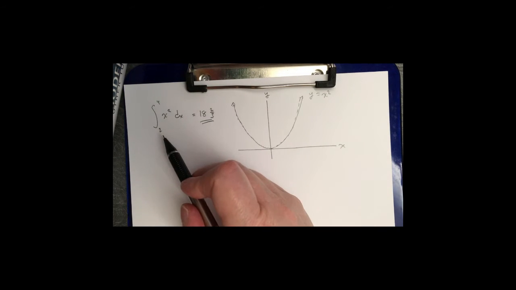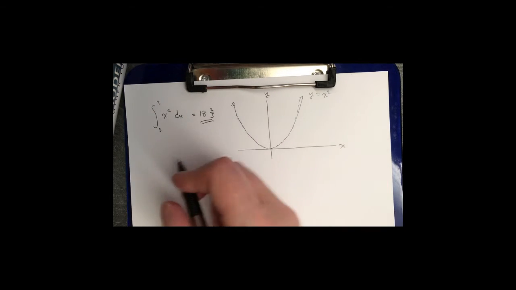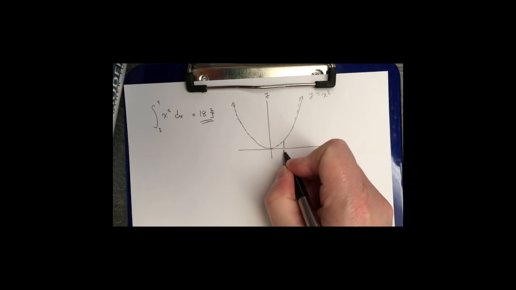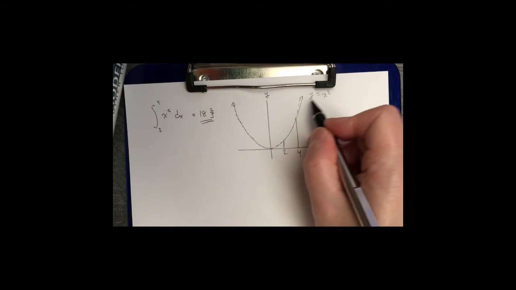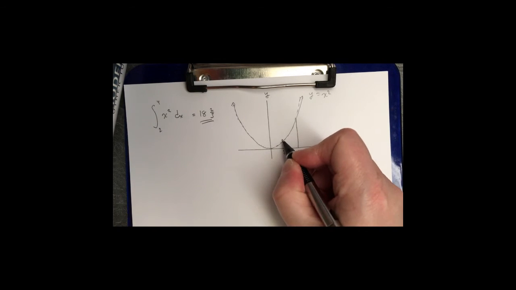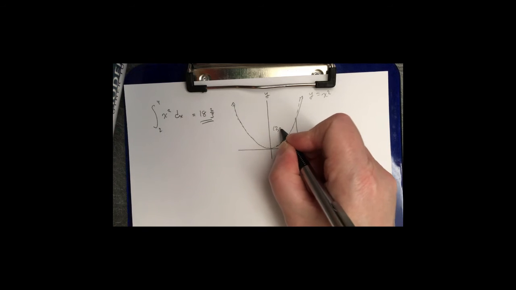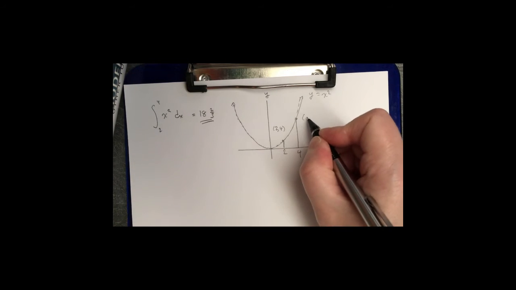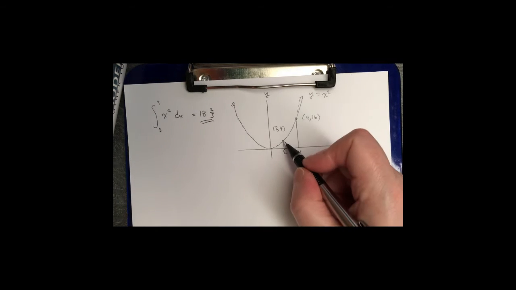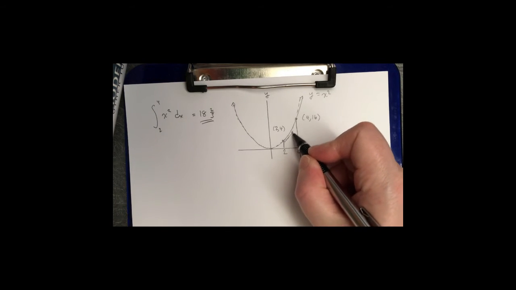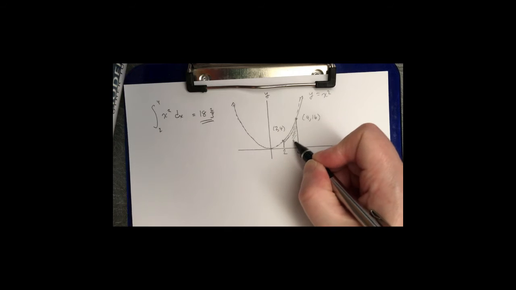And I integrated from 2 to 4. Those are x numbers. So here's x equals 2, and here's x equals 4. Okay. And on the graph of x squared, I know that the coordinates of this point are 2, 4, and the coordinates of that point are 4, 16. So the integral gives me this little snippet of area.